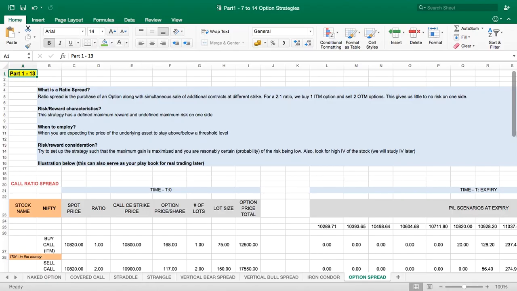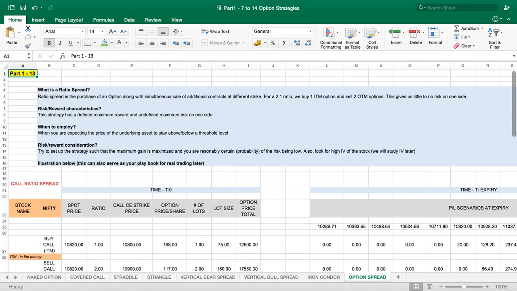Ratio spread is a strategy which involves the purchase of one in the money option and two or more out of the money options. So it depends on the ratio that we want to set up. The term ratio implies what will be the ratio between in the money option and out of the money option. So if we do a 2 is to 1 ratio, it means that we'll sell two out of the money options against one in the money option.